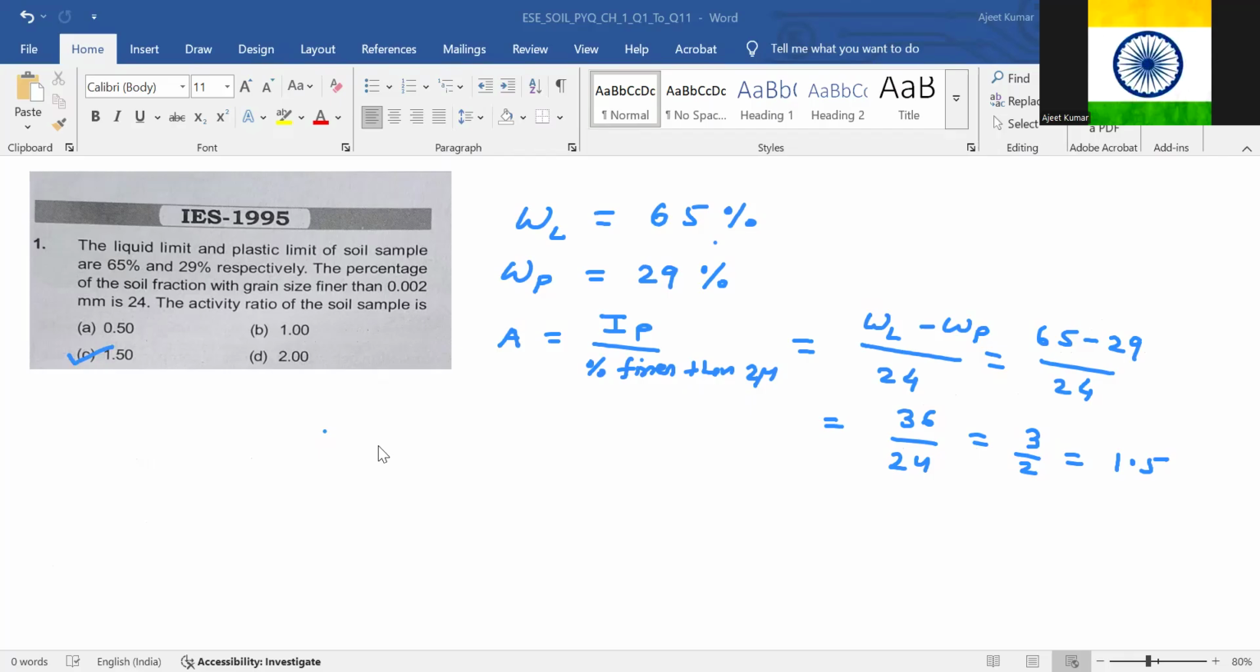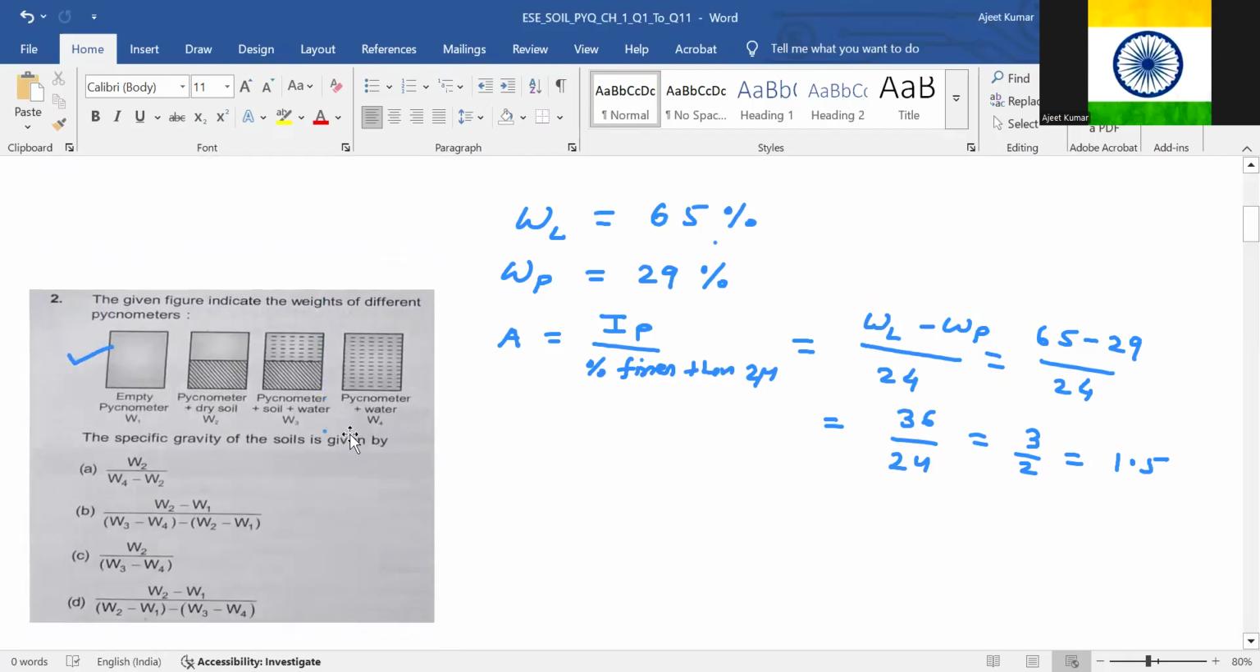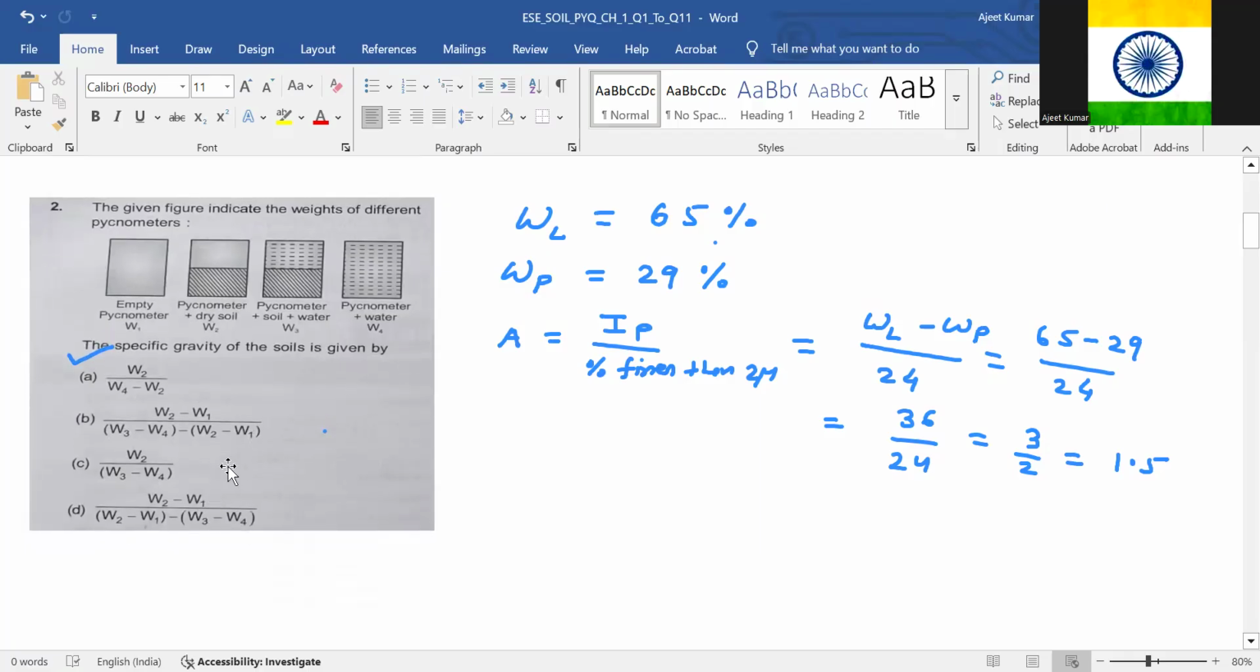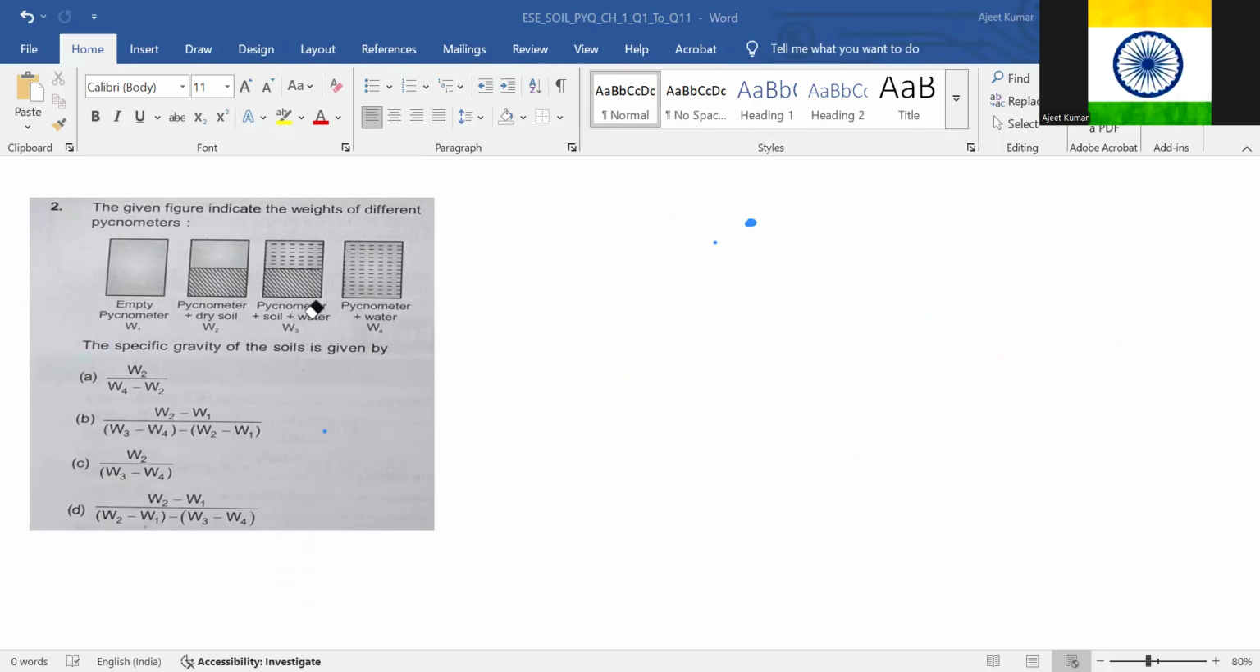The next question is this one. So erasing this part. The next question is saying that the given figure indicates the weight of the different pycnometer. The specific gravity of the soil solid is given by.